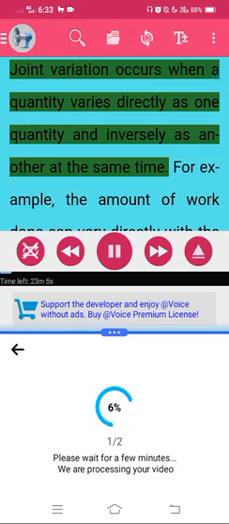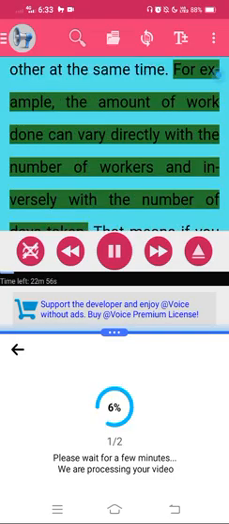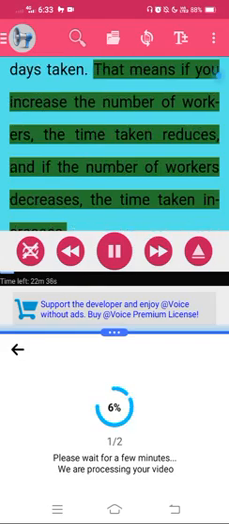Joint variation occurs when a quantity varies directly as one quantity and inversely as another at the same time. For example, the amount of work done can vary directly with the number of workers and inversely with the number of days taken. That means if you increase the number of workers, the time taken reduces, and if the number of workers decreases, the time taken increases.